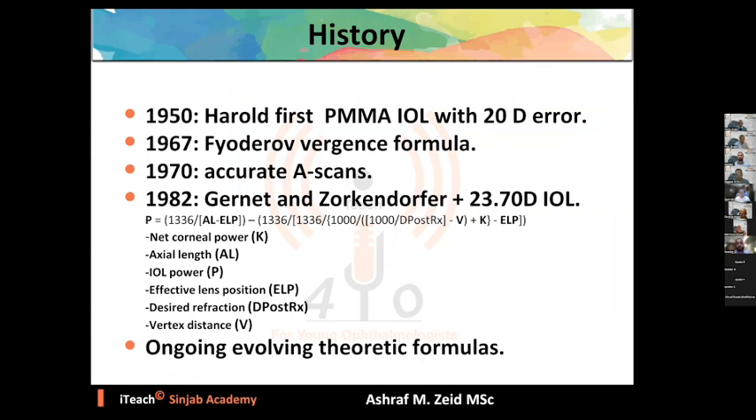And then in 1922, Gernert and Zorkendorfer said that the average biometry for any human being is plus 23.70 diopters. This was slightly unethical, and it had a lot of errors, but it was convenient for a lot of people at that time. He depended on a formula in which he used the net corneal power, the axial length, the effective lens position, the desired postoperative refraction, and the vertex distance. And since 1982, we have had ongoing evolving theoretic formulas.